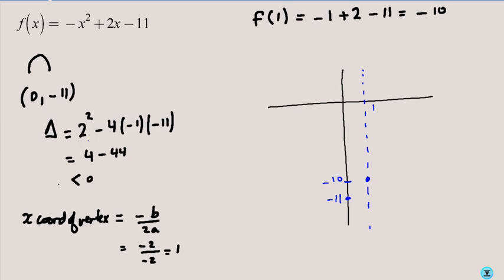Using a smooth curve, we try to make it as symmetric as possible. Now, drawing on this is not very easy, but that's your parabola. You've got the general shape, you've got the coordinates of the vertex, you've got the y-intercept, there are no x-intercepts, and that's it.